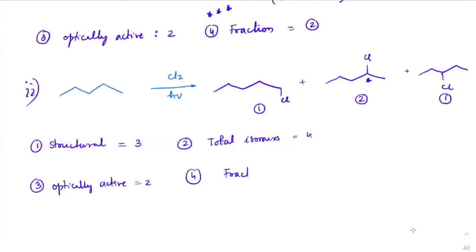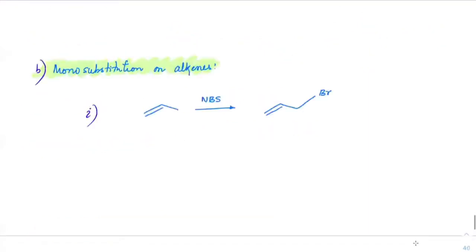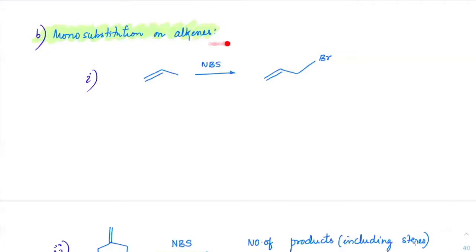All 3 can be easily separated out because they will have different boiling points. One very interesting question here would be on monosubstitution and alkenes. Suppose there is an alkene, how do we do this?